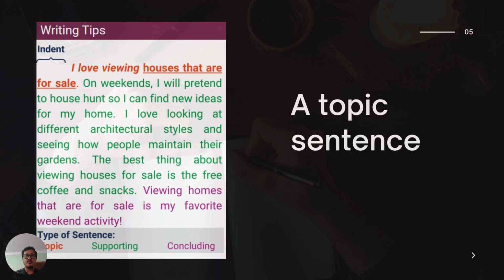Don't be too general with your topic sentence. For example, I love viewing houses. And don't be too specific as well. For example, I love viewing houses with 3 bedrooms, 2 bathrooms, a garage, and a pool. Balance the topic and the controlling idea like the example provided on the slide. That is, I love viewing houses that are for sale. And always remember to indent the topic sentence.